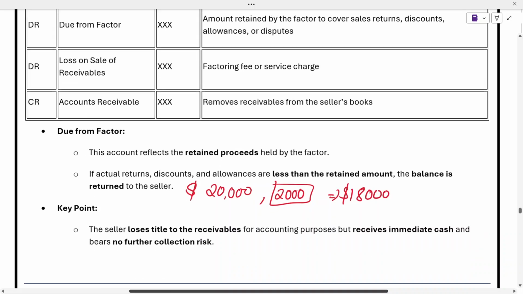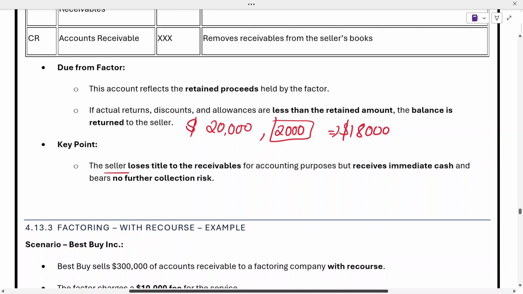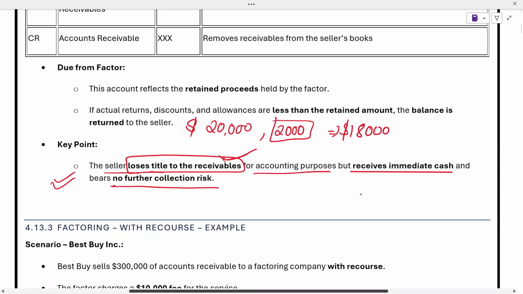Now the key final point is that the seller loses title to the receivables. Why? Because these receivables now belong to the factor for accounting purposes, but the seller receives immediate cash and bears no further collection risk. So the bottom line is that finally this money belongs to the factoring company, and the Apple company, which has sold its debtors, receives immediate cash on account of that.